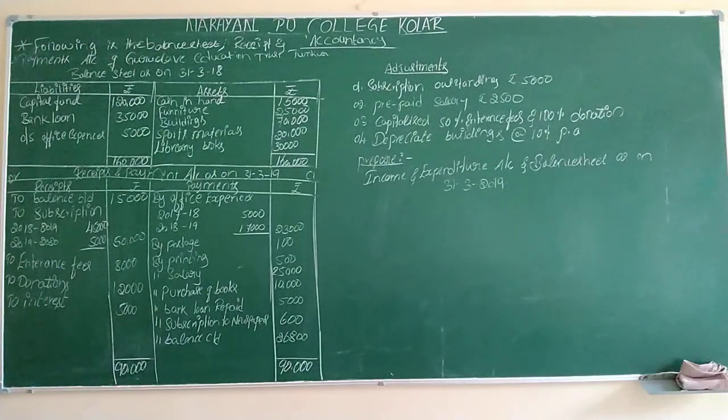Number 3, capitalize 50% of maintenance fees and 100% of donation. And point number 4, depreciate buildings at 10% per annum. For this, prepare the income and expenditure account and the balance sheet as on 31st March 2019. So this is the information they have given.